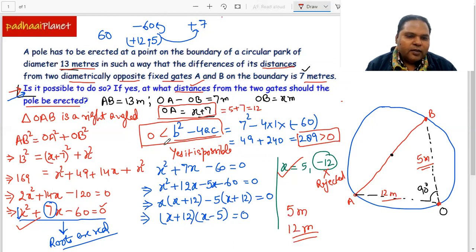It was a very interesting question and really helped us in understanding the properties of the roots, right?